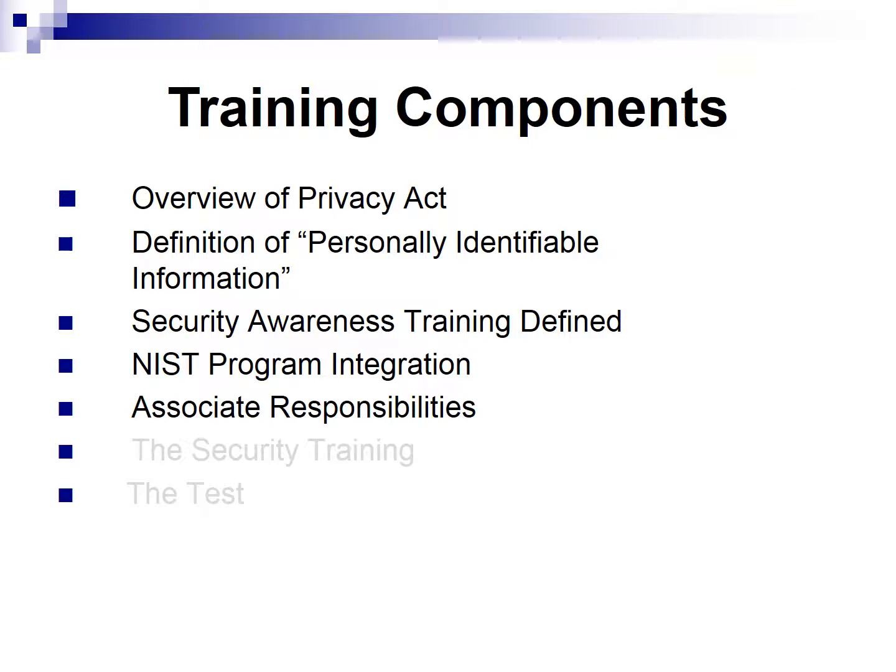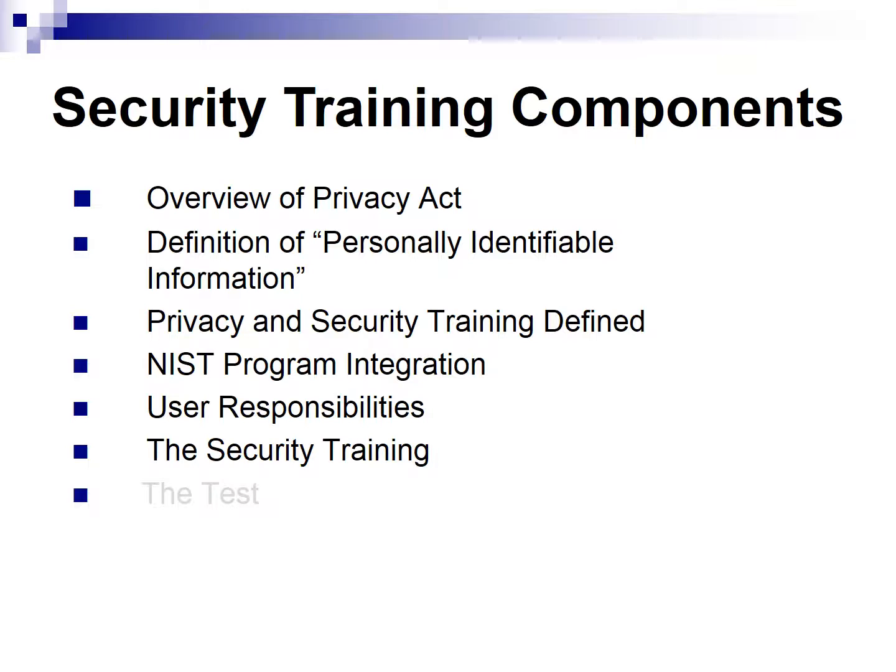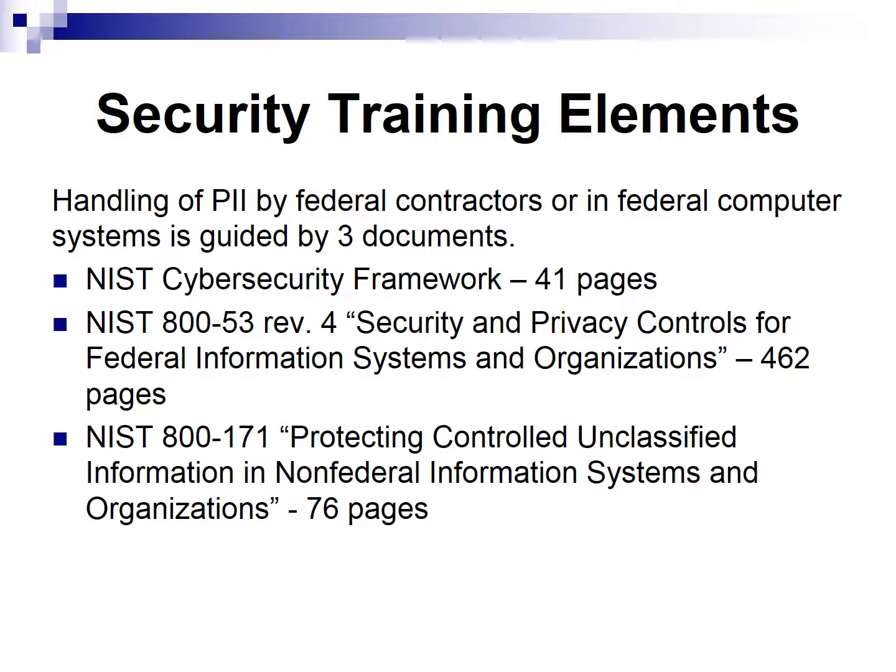All associates handling personally identifiable information have a legal responsibility to protect that information. Security training for associates includes review of each of these initial safeguards. Secure handling of personally identifiable information is covered by 3 documents: the NIST Cybersecurity Framework and supporting documents NIST Special Publications 800-53 and 800-171.